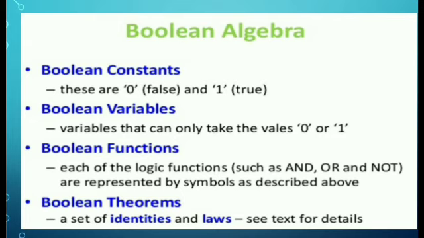Coming to the first one: the Boolean constants are 0 and 1, and Boolean variables are variables that can only take the values 0 and 1. Boolean functions: each of the logic functions, such as AND, OR, NOT, are represented by symbols as described above. And Boolean theorems are a set of identities and laws. See the text for details. These are the contents of Boolean algebra.